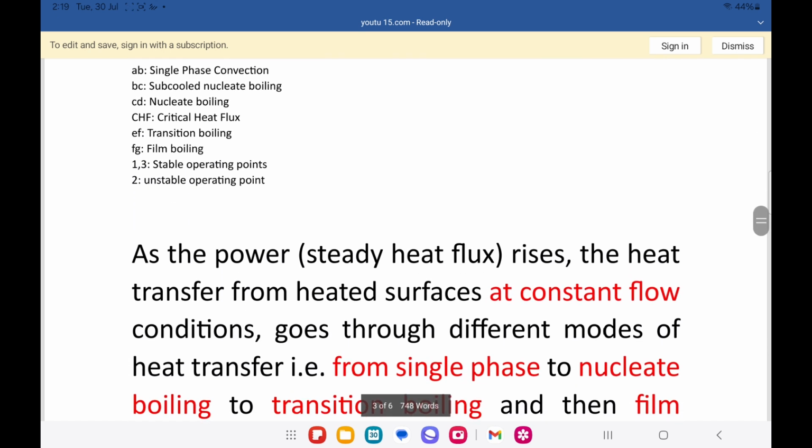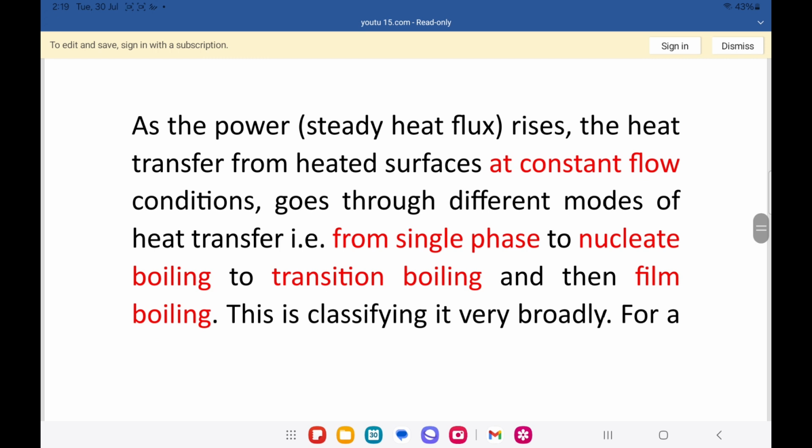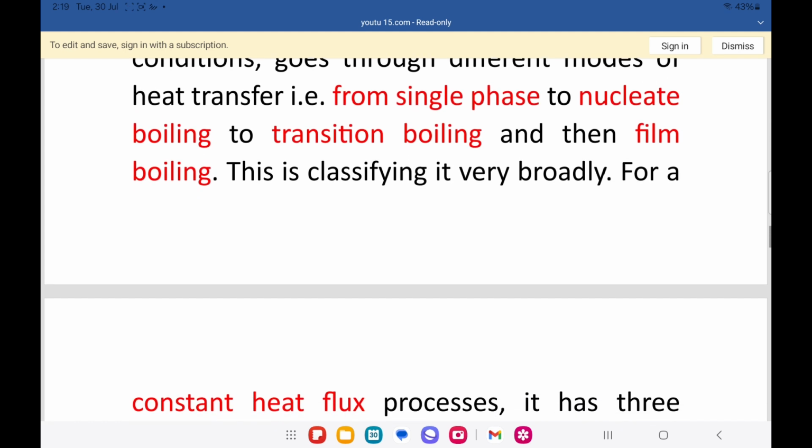So as the power rises, it also leads to a heat flux increase, that is, heat flowing out of the pin. The heat transfer from the heated surface at constant flow conditions goes through different modes of heat transfer, as I told before. That is, from single phase to nucleate boiling, then to transition boiling, and then to film boiling. This is classifying it very broadly.